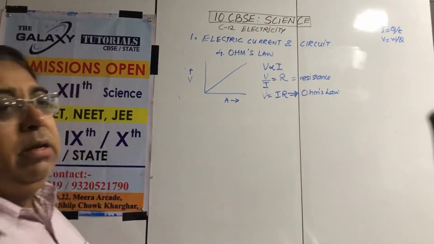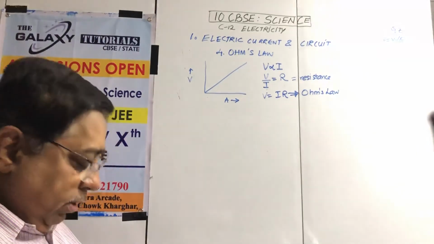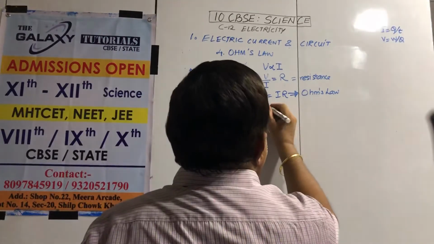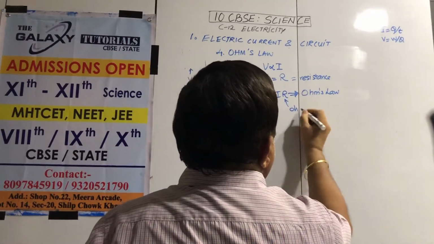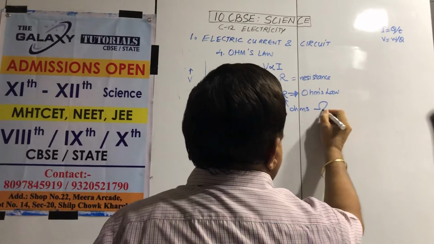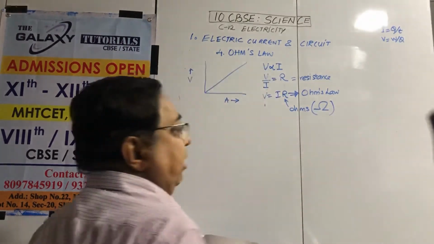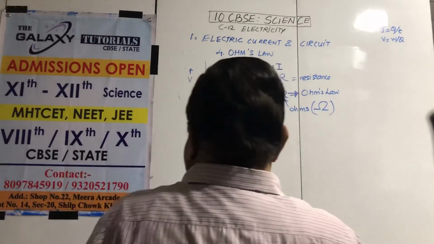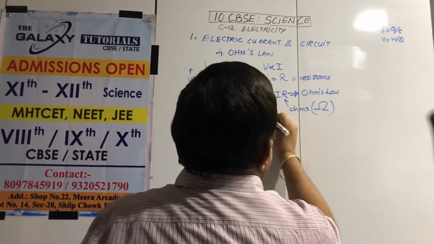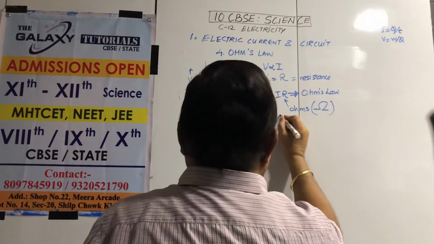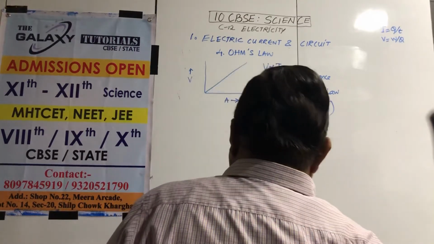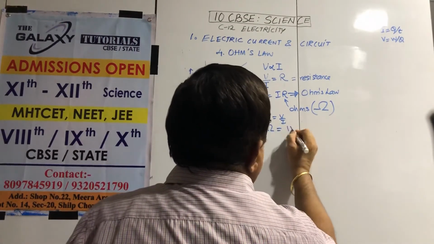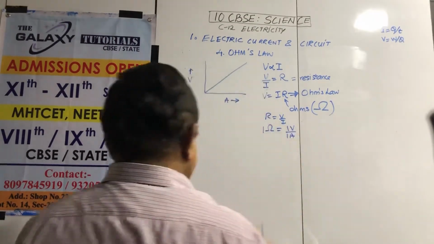Voltage is current into resistance. Resistance is measured in ohms, and the symbol of ohm is the Greek alphabet omega. From this formula, R is V upon I. So 1 ohm is 1 volt per 1 ampere.